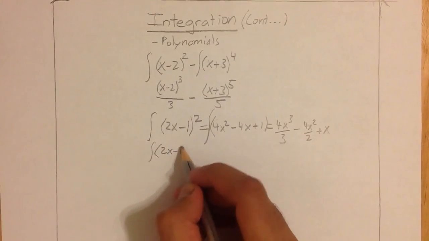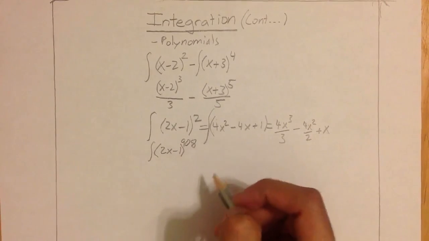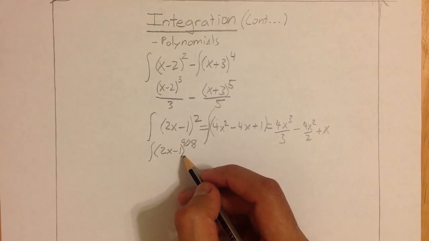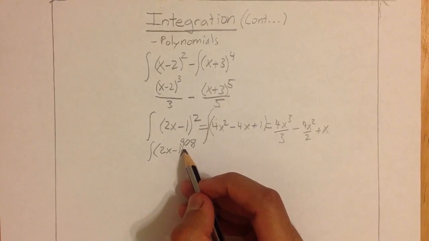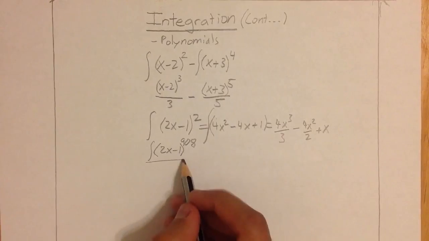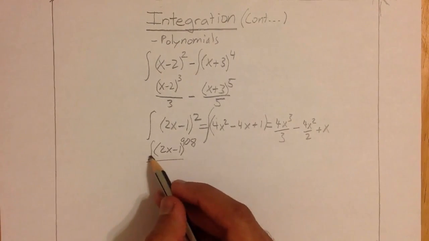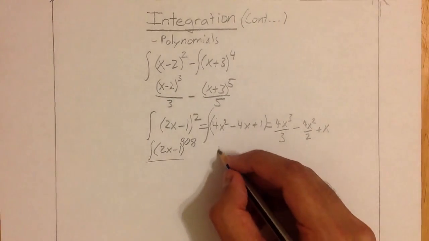If we had a different power other than 2, say 908, we wouldn't want to multiply 2x minus 1 908 times. That would just take forever. So we have to find another way to integrate these types of polynomials. To integrate this ridiculous polynomial, we can use something called a u substitution.